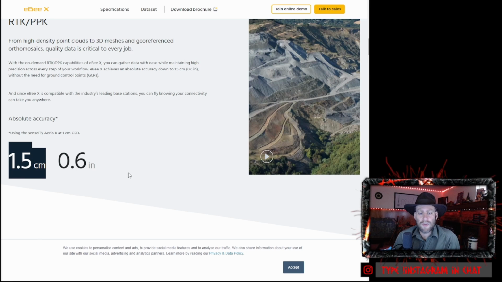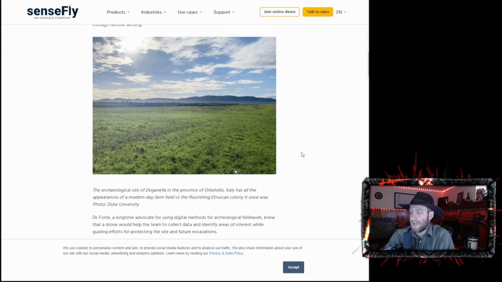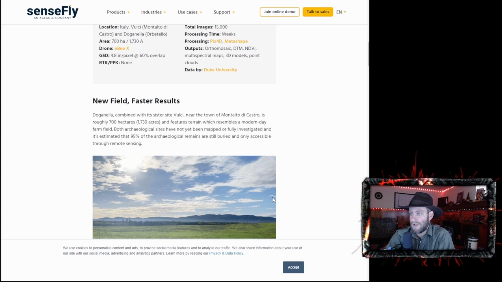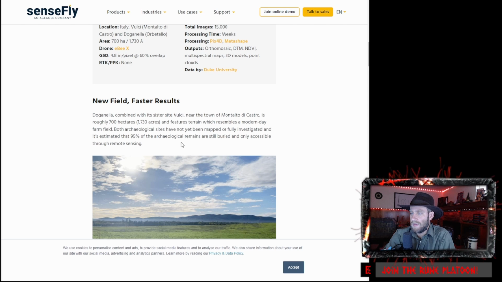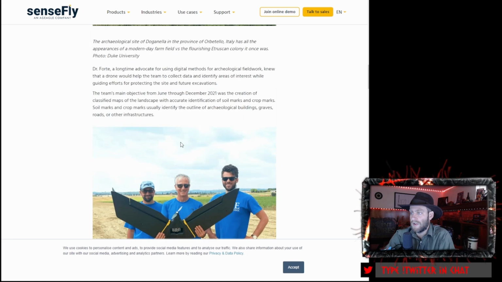Typically, in terms of an archaeological concept, when you're looking at accuracy for your data, you need sub-meter accuracy, meaning that everything has to be within 1 meter to be considered accurate and good in terms of an archaeological survey. Finding something within 1.5 centimeters, insane. So this is a picture of the site that they had at Doganella, and it was basically just a farm field, but they found a pre-Roman Etruscan colony in this area. What they were doing was looking through this farm field to figure out where exactly these archaeological sites were, where the remains are, where everything could be pinpointed down to.